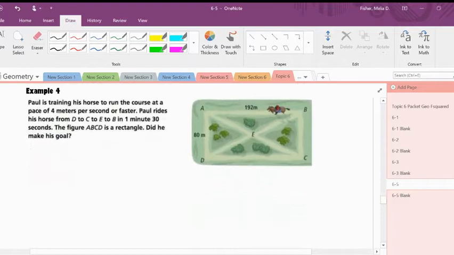In example 4, Paul is training his horse to run the course at a pace of 4 meters per second or faster. Paul rides his horse from D to C to E to B in 1 minute and 30 seconds. The figure ABCD is a rectangle. Did he make his goal?